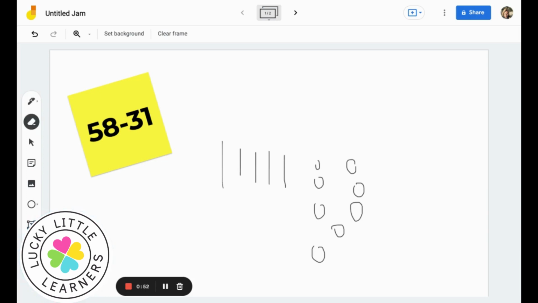So we're going to do partial sums. We're going to start with our 3 tens. So I ask my students, how many tens are we going to subtract? And they say 3, which equals 30. So we just go like this, 10, 20, 30. And then I say, how many ones do I need to subtract? And they say one. So we just get rid of one of those.